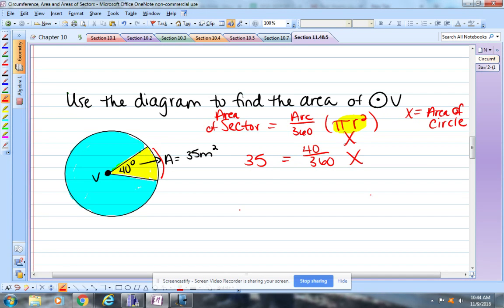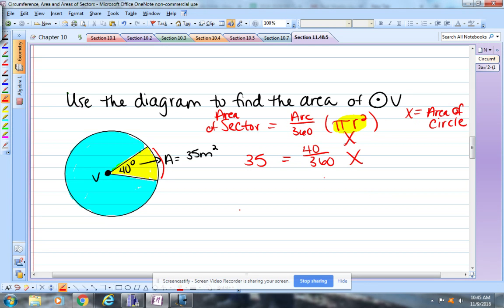So anytime I'm seeing pi r squared, I'm replacing that with an x, which means, and I set that to be the area of the circle. Because that's what I'm trying to find, the area of the whole circle. I know the area of the yellow piece. I want to find the area of the whole entire circle. That's what I'm finding. All right, so how do I solve this for x?